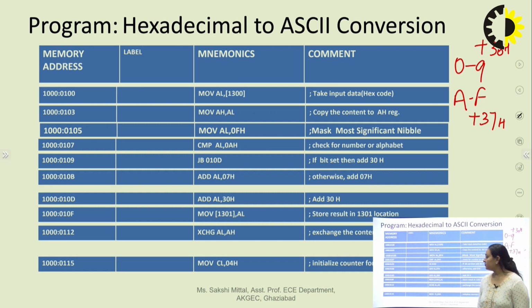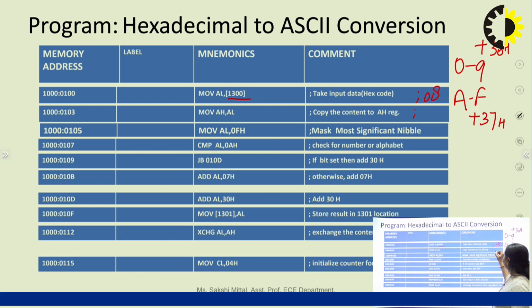So first, we start the program, move AL comma [1300]. So 1300, we have directly mentioned the offset address here. So this is the example of direct addressing. This 1300 is the offset address where my input is present. From 1300, we have generated the 20-bit physical address, and the contents are moved to AL. And we have copied the same contents to AH also. I assume any number here, maybe 08. So we have made it 08 and 08.